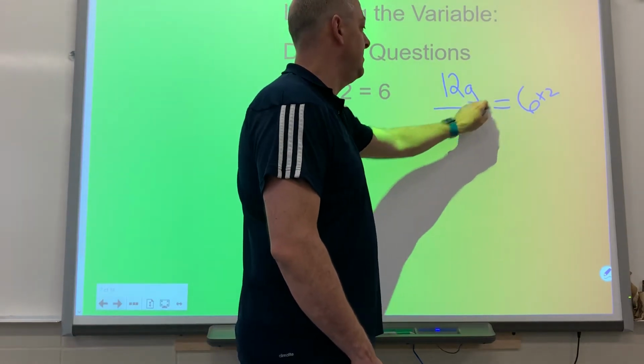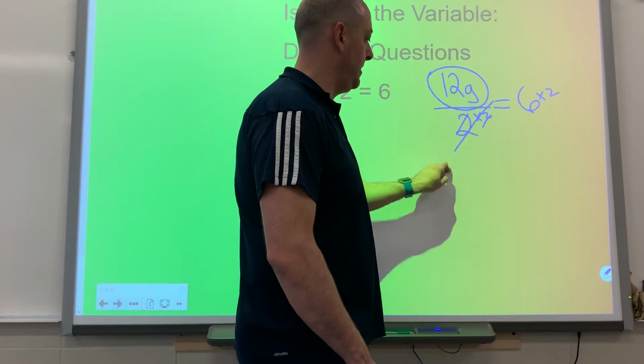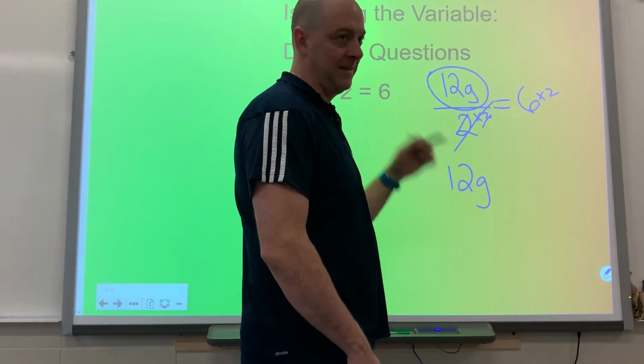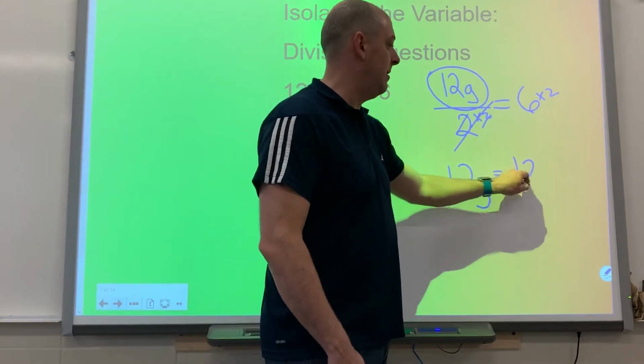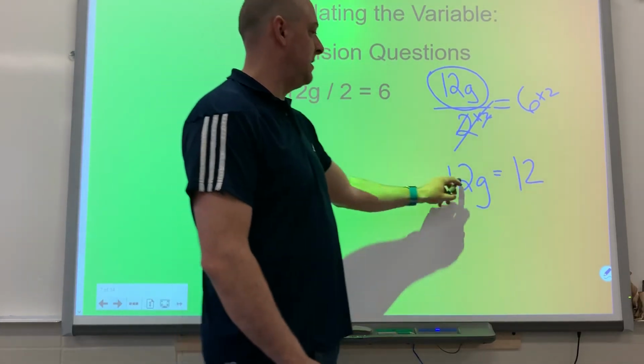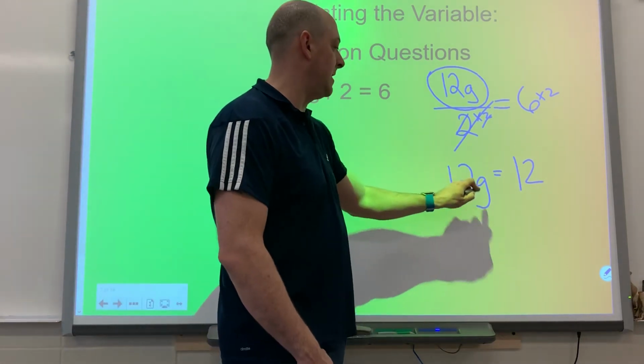Divide by 2 times 2 cancels out, so this is all gone. It leaves us with 12g on that side of the equal sign. 6 times 2 on the other side is 12. And we can say 12 times a number is 12. You probably know that that's 1, but if you didn't, this is 12 times g.